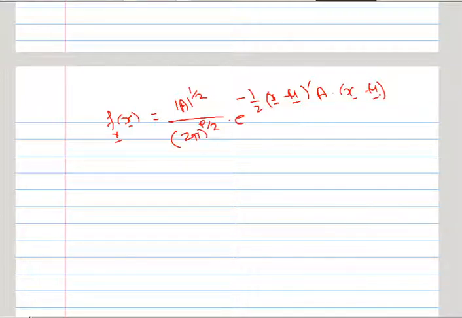So f x bar will be now determinant of a raised to 1 half. And now determinant of a, since a is taken to be a positive definite matrix, is always going to be a positive number whose square root can be determined. If a was not a positive definite matrix, then it would be a kind of square root of a negative number.